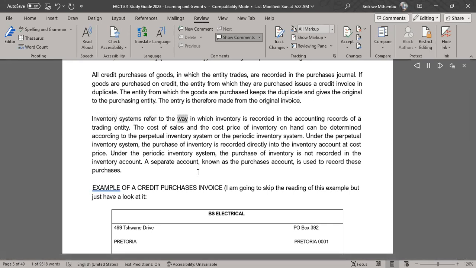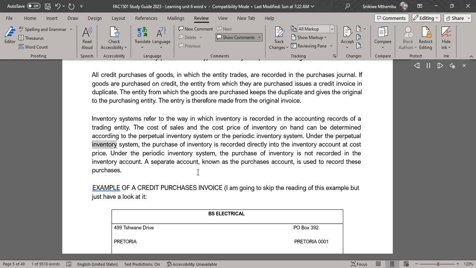Inventory systems refer to the way in which inventory is recorded in the accounting records of a trading entity. The cost of sales and the cost price of inventory on hand can be determined according to the perpetual inventory system or the periodic inventory system.